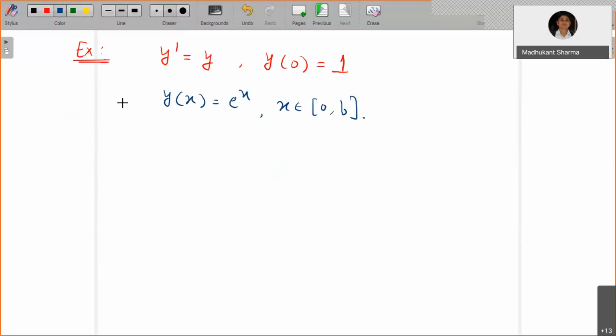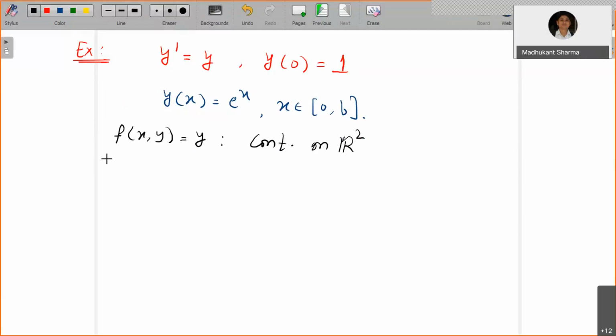Now look at the function on the right side. The function f of x comma y equals y is a polynomial in y, so it remains continuous everywhere. So this will be continuous on R2, on the xy plane.